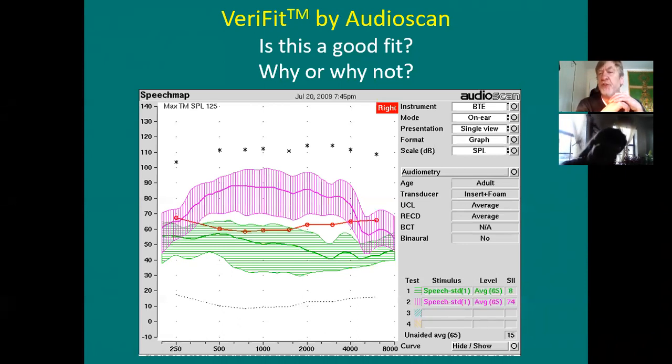So no, this is not a good fit for average speech inputs because the aided outputs are sitting in the middle of the guy's dynamic range. But let's read the slide together.